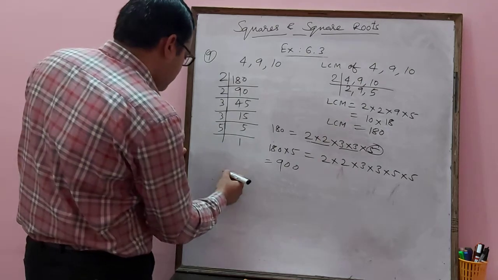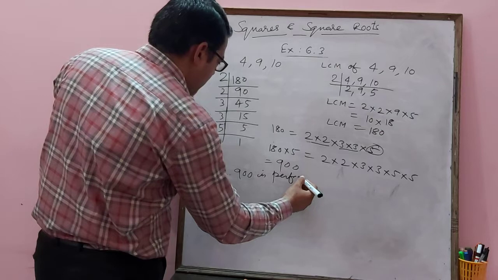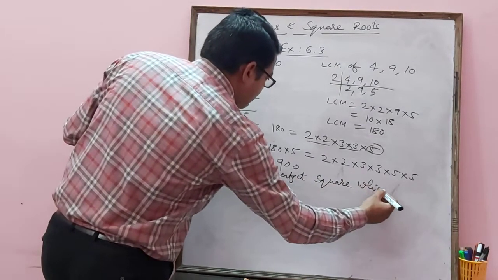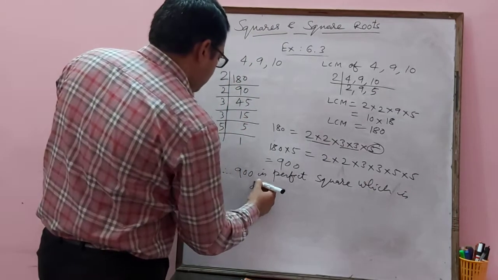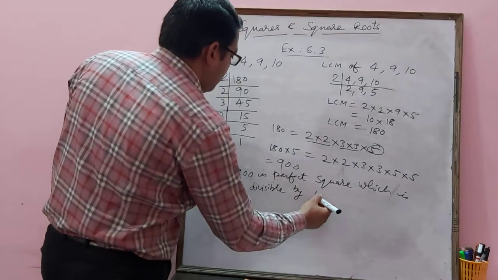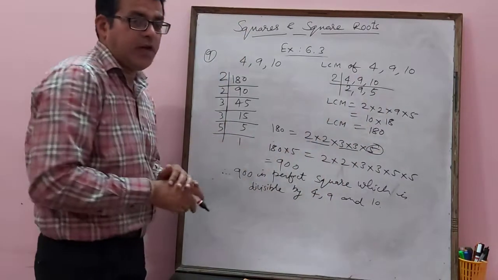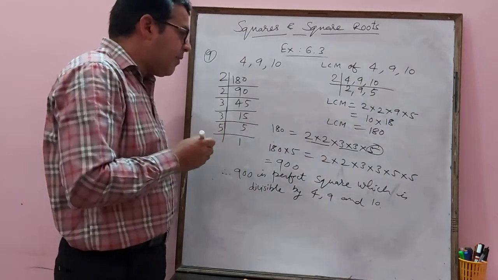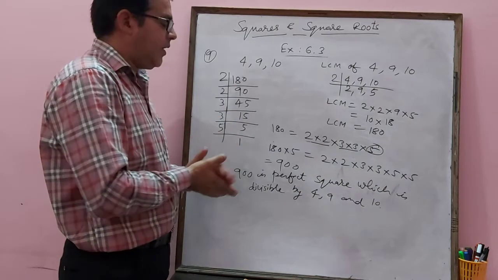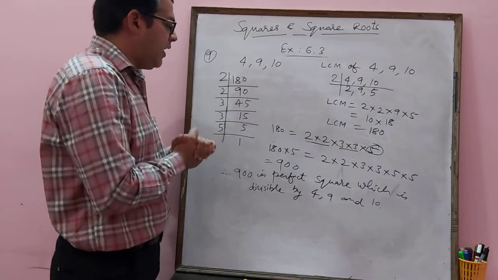So 900 is a perfect square, which is divisible by 4, 9 and by 10. Hope you understand, guys. Right? So if you divide it by 5, we are not getting a perfect square number. It means we should multiply it by 5. In this way, we are getting a perfect square, which is divisible by 4, 9 and 10.